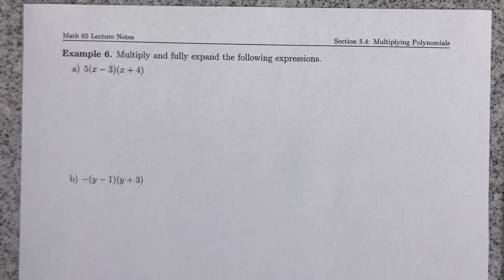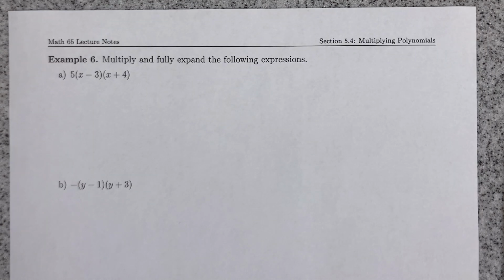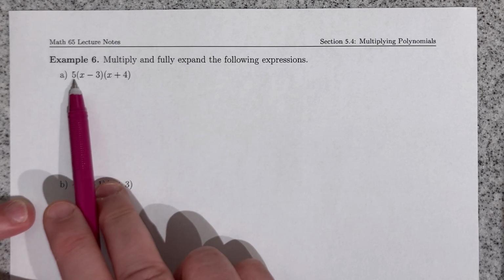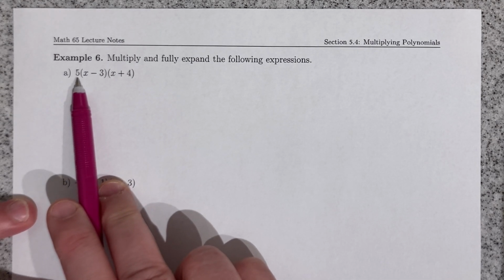Let's keep practicing with FOIL. No fractions on this page, so good news. I know the last one was tough, but it's important to try tough problems too. Example 6 is a little different in that there's a number out in front of the parentheses. So we've got to figure out what we're going to do with that.